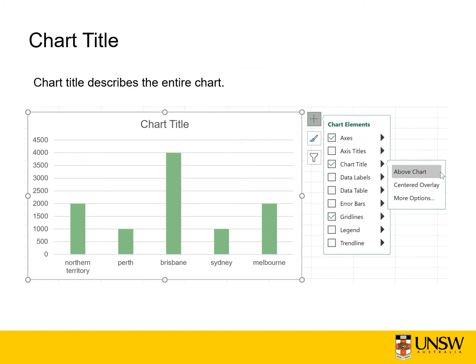Chart title improves the readability of the chart. To add chart title, select chart title and type the desired text. Also, to change the title's position, click chart elements, click chart title, and select the desired option.